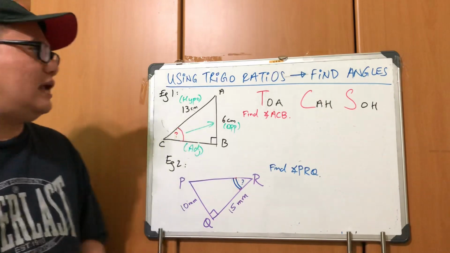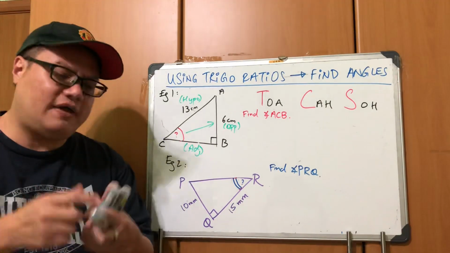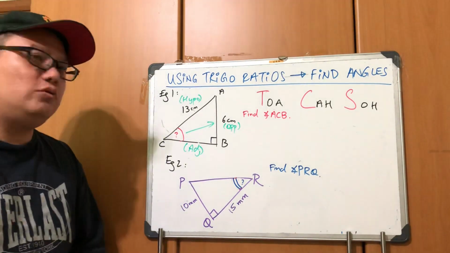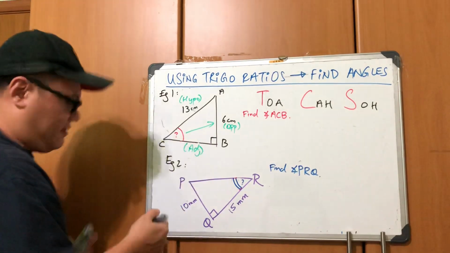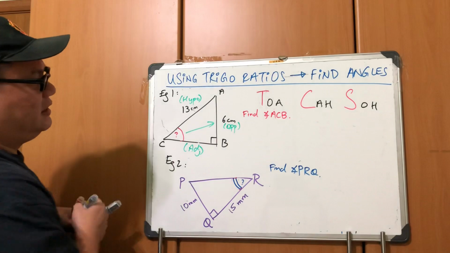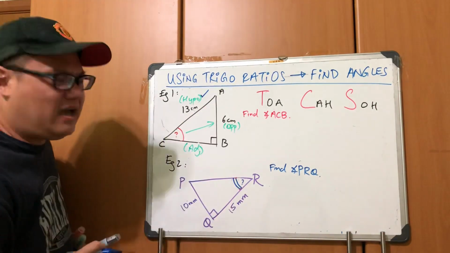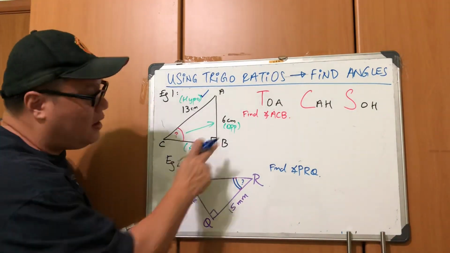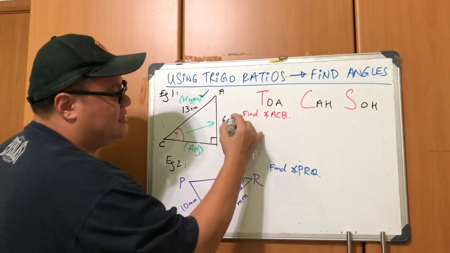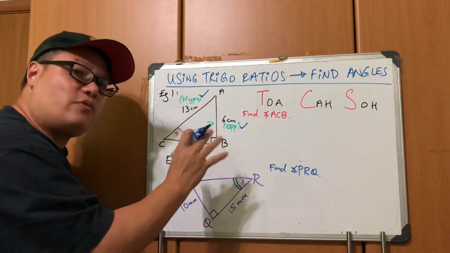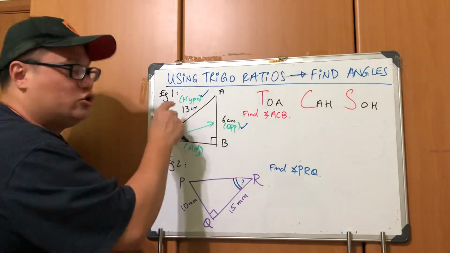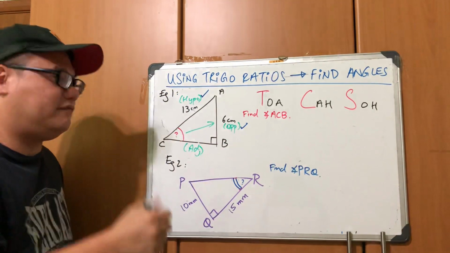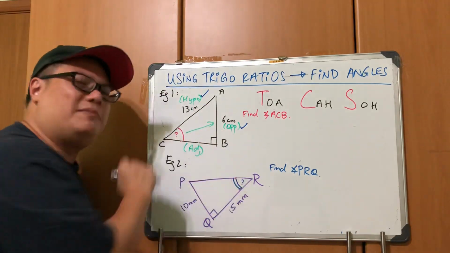Now I ask myself, what do I have and what am I trying to find? Critical question number 1: what do I have? I have the hypo. Put the tick there first. What else do I have? I also have the opposite, 6 cm. So put a tick here. For this question, you have the hypo and you have the opposite. You don't have adjacent. So you tick out what you have first. I have hypo, I have opposite.